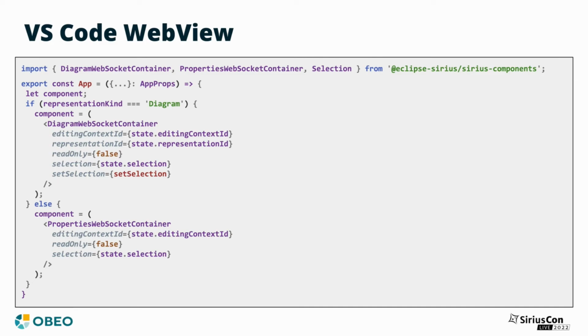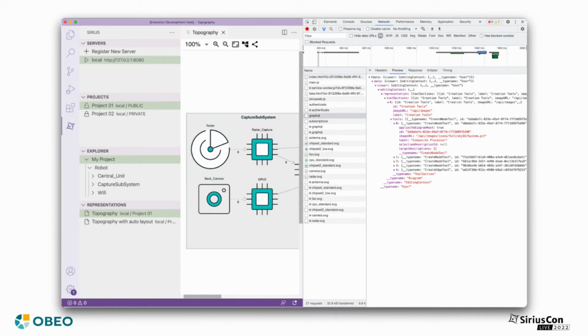We just need to give it the identifier of the editing context, the identifier of the diagram representation we want to display, the current selection, and we can start interacting with the diagram. This diagram WebSocket container will then communicate with the Sirius Web backend, and it will be updated in real time. So using the debug tools from VS Code, you could see the GraphQL messages going from the front end to the back end and the back end to the front end each time you manipulate the VS Code application.